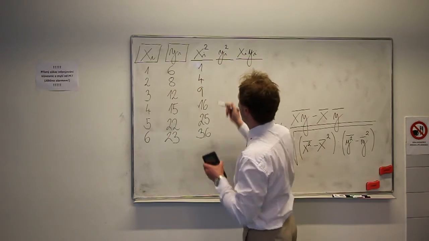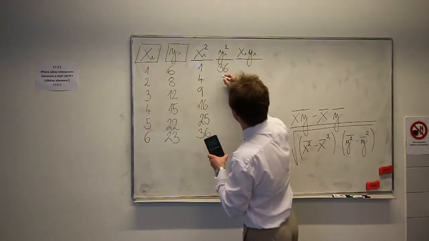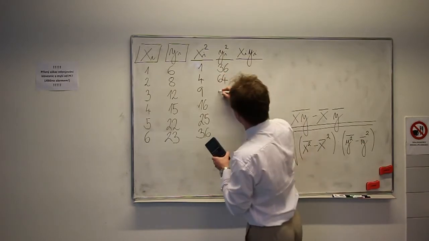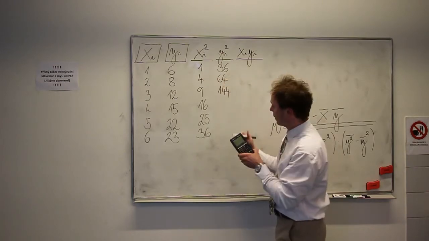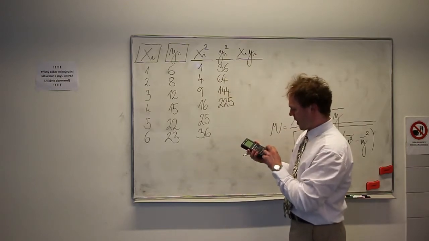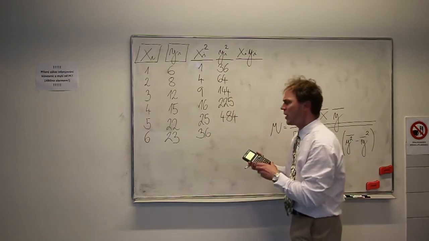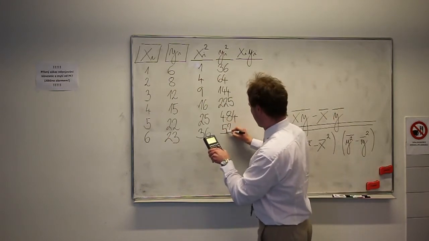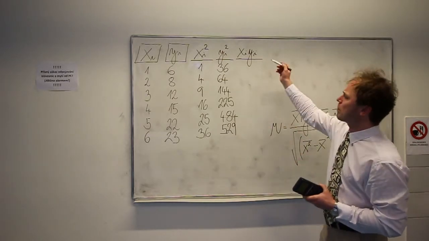6 squared, 36, 8 squared, 64, 12 squared, 144, 15 squared, 225, 22 squared, 484, and finally 23 squared is 529. So second new column, and now multiplication.